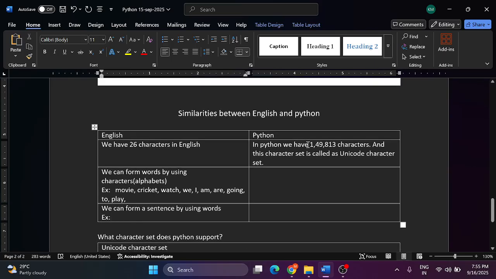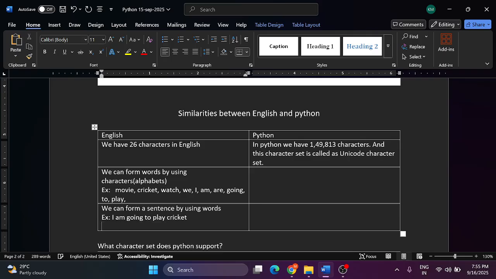Example, I am going to play cricket. We are going to watch movie. This is sentence 1, this is sentence 2. So words తో sentences form చేస్తాం. Any doubts?